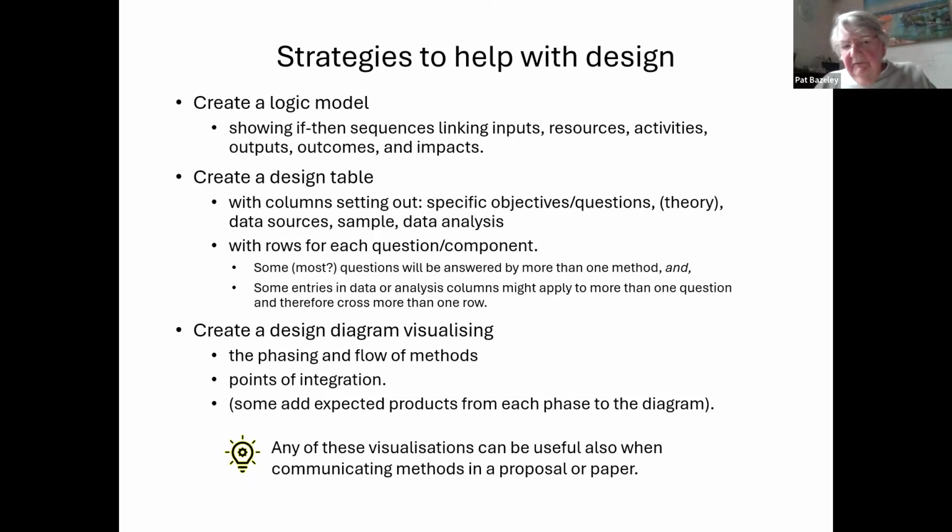The other thing that helps you clarify what you're doing is to create a design diagram that visualizes the phasing and the flow of the methods and the points at which they integrate. This is actually a requirement for publishing in journals like the Journal of Mixed Methods Research, that you have to include a design diagram. Some people add expected products from each phase into the diagram. That's up to you. Any of these visualizations can be useful also when you're communicating methods in a proposal or a paper.